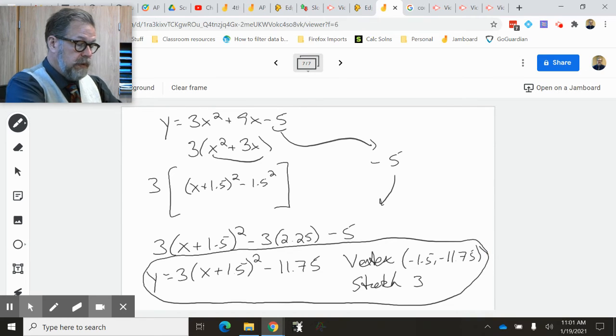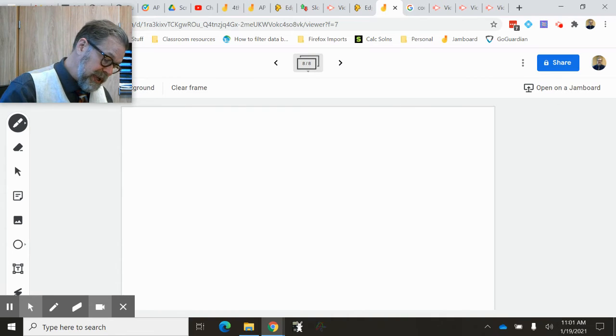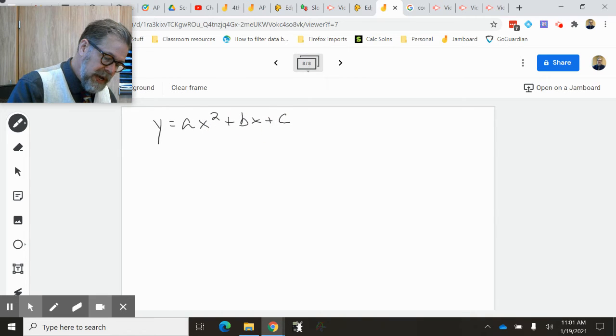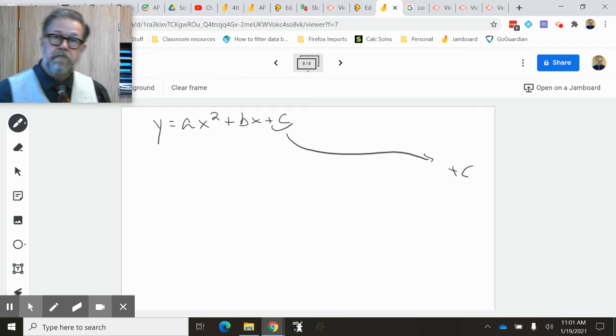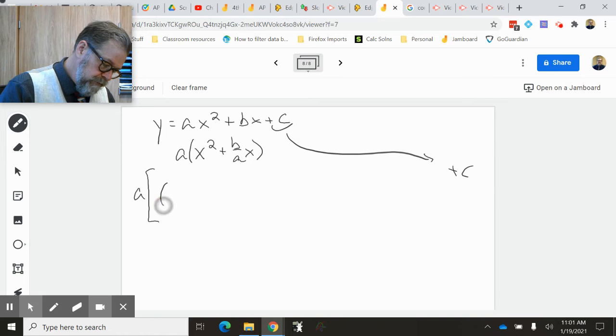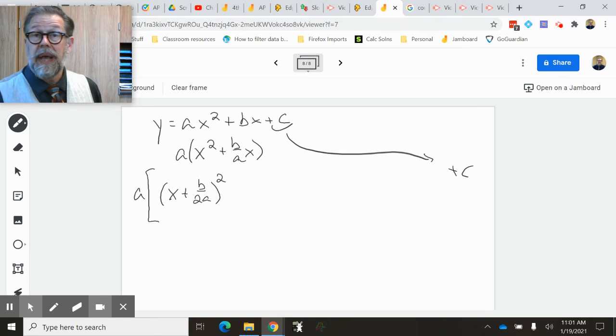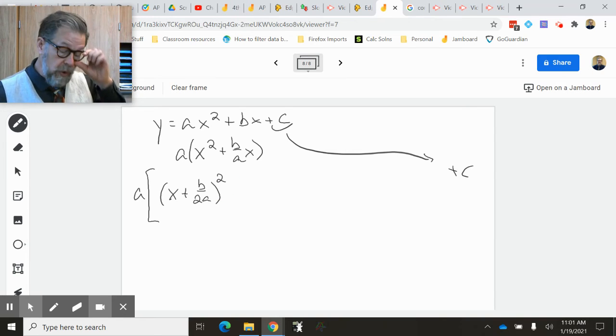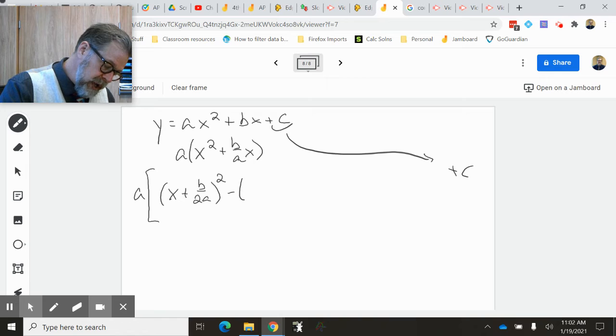All right, let's generalize. y equals ax squared plus bx plus c. Setting the c off to the side, I'm going to factor out the a. I'm going to complete the square. Notice that b over a divided in half is b over 2a. Hopefully that didn't throw you, but if it did, divide by 2 is the same as multiply by a half. Subtracting b over 2a squared.